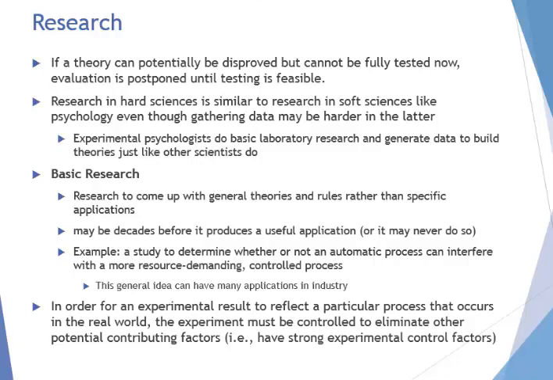And finally, this is similar to what we discussed before. In order for an experimental result to reflect a particular process that occurs in the real world, in other words, in order for it to be reproducible and something you can apply to real world situations, you want to try to control and eliminate other potential contributing factors. You want to make sure that the group you experiment on simulates real life situations to as close a degree as possible. And in future chapters, we're going to discuss that in more detail as well.